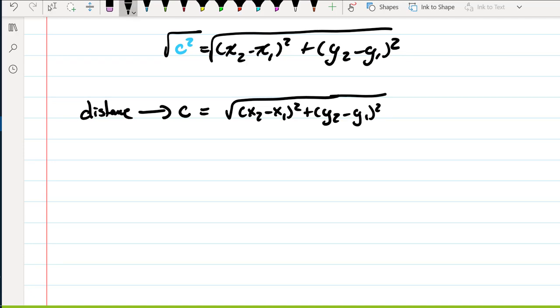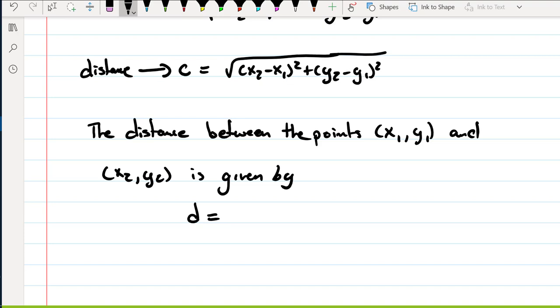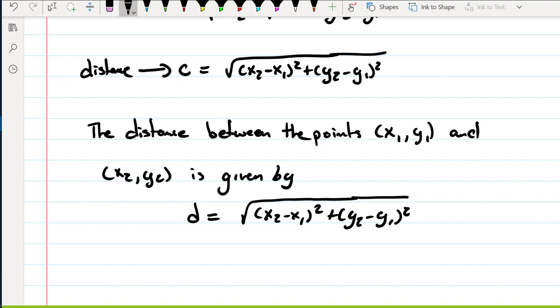So the distance between the points x1, y1 and x2, y2 is given by the following formula. The distance d is equal to the square root of (x2 minus x1) squared plus (y2 minus y1) squared. So that's our distance formula.